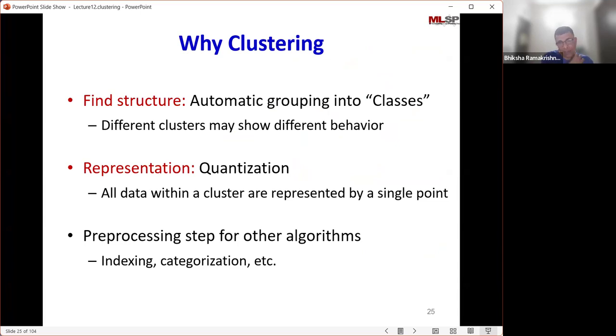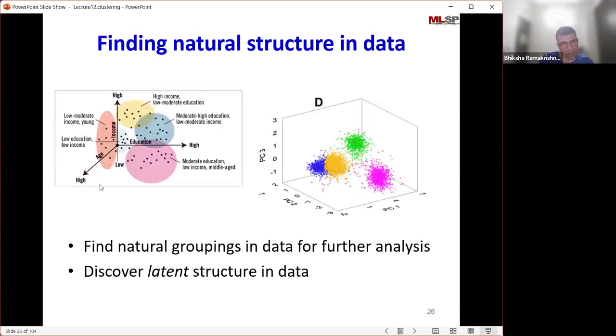Now, why clustering? Automatic grouping into classes gives us semantic information, if you do it right. But you can also use it for quantization, because all the data within a cluster are represented by a single point, and often clustering is used as a pre-processing step for other algorithms, like indexing, categorization, and so on. So here, if you look up clustering on the web, very often you'll end up with data from the humanities, and if you actually go to the census board, you'd get data of this kind, and they often run well-known algorithms, PCA followed by K-means clustering.